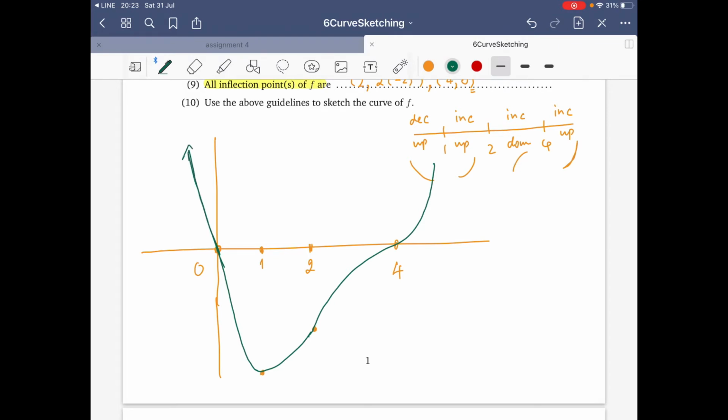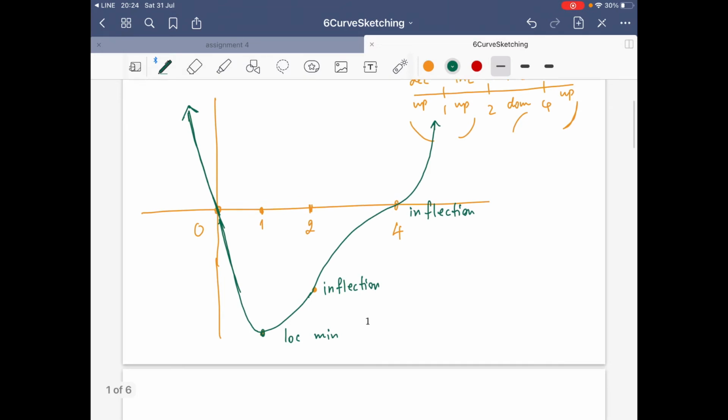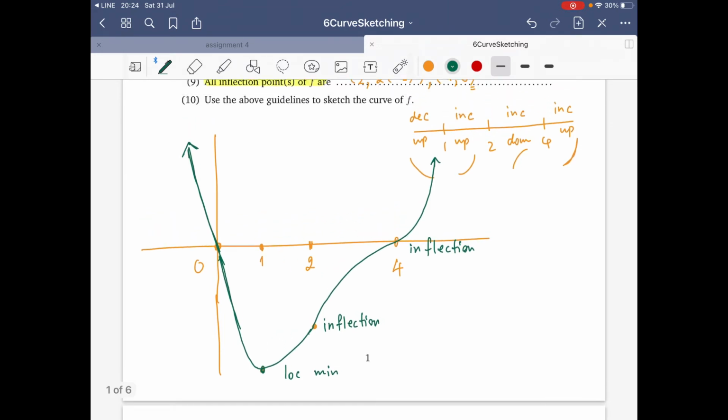This one keeps going up, because the limit as x goes to negative infinity is infinity, as well as if x goes to infinity, it goes to infinity, right? So here is the local minimum, and here are the two inflection points, so it looks like that from the guideline.